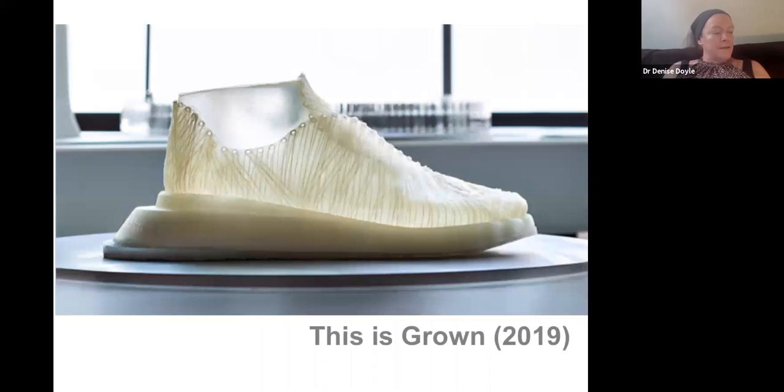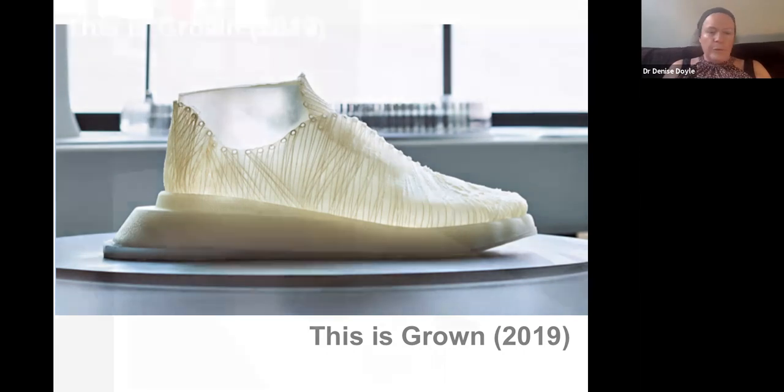case study is the This Is Grown project by designer Jen Keane, and she focuses on the development of biological alternatives to synthetic materials, and her work created cellulose producing bacteria to create biosynthetic material. And then she developed a technique called microbial weaving to create an entirely new material. And as you can see in this image, she used this material in the upper part of a trainer.